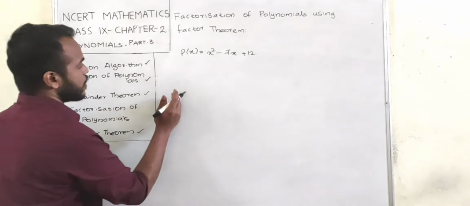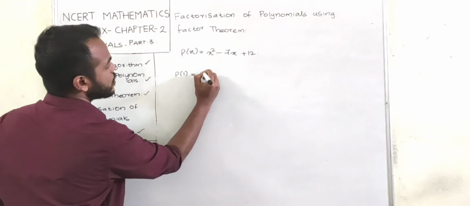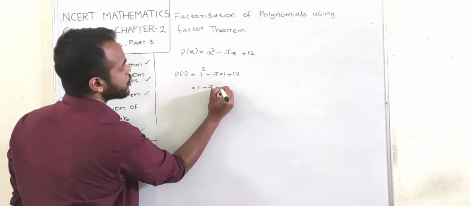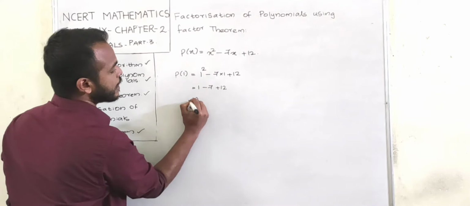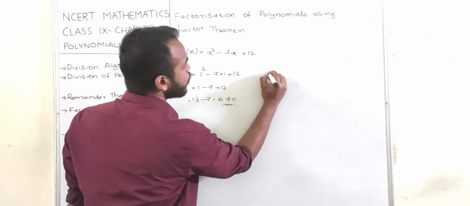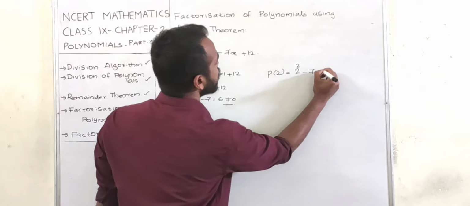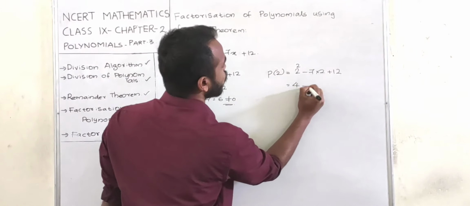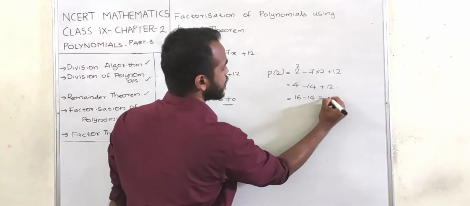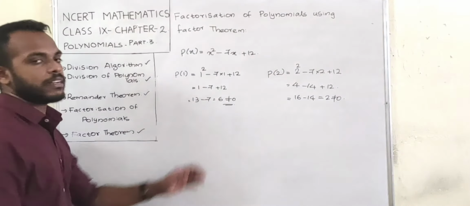Let's see in this example. First, we will check for p of 1. What is the value of p of 1? That is 1 square minus 7 into 1 plus 12. 1 minus 7 plus 12. Add the positive terms, 13 minus 7 is equal to 6. Is it 0? It's not 0. Now go for p of 2. P of 2 can be found using 2 square minus 7 into 2 plus 12. That is 4 minus 14 plus 12, or 16 minus 14, that is 2, which is not equal to 0. Again, that's not a factor.